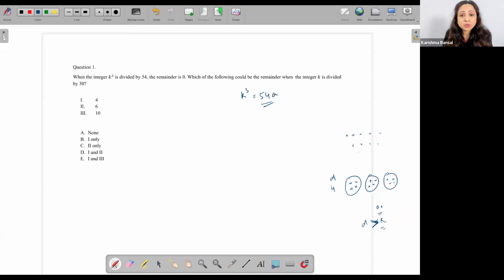What is 54? You can split it in lots of different ways. Let's say 9 into 6. So basically this is 2 into 3 cube. 27 into 2 or whatever. So I have prime factorized it.